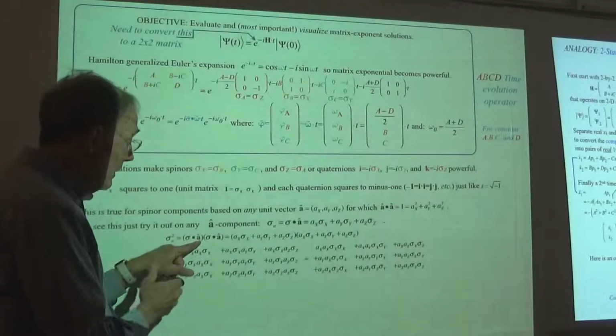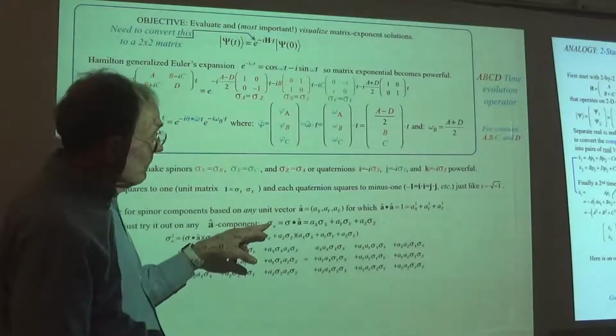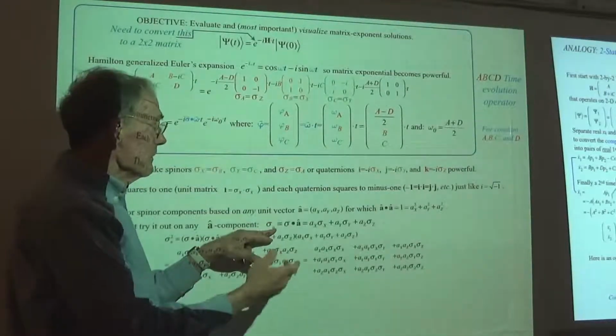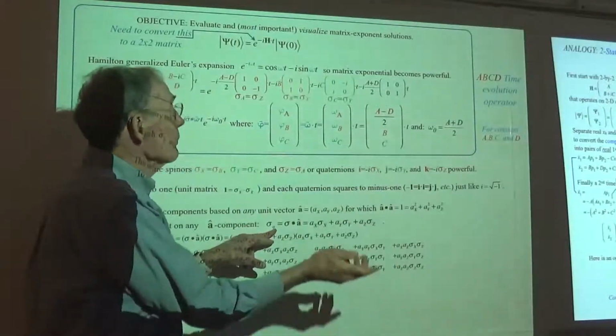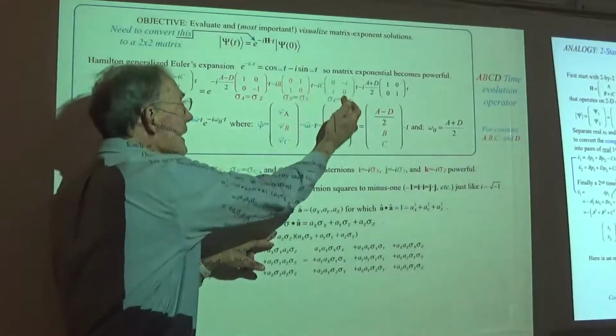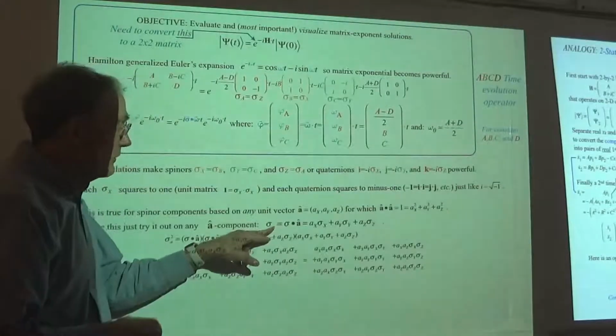I'll make them unit vector. I've indicated that with a little hat. So that will be the A component as opposed to little a component, just an arbitrary vector component. Here we have very special X, Y, and Z components of some three-dimensional vector.